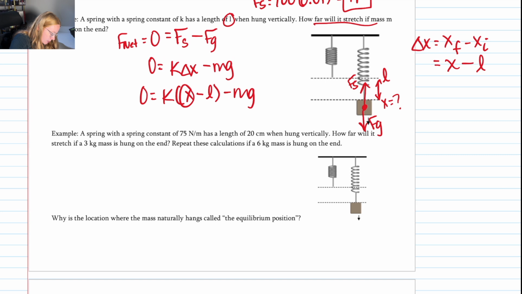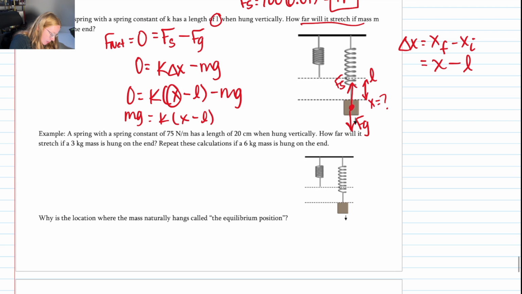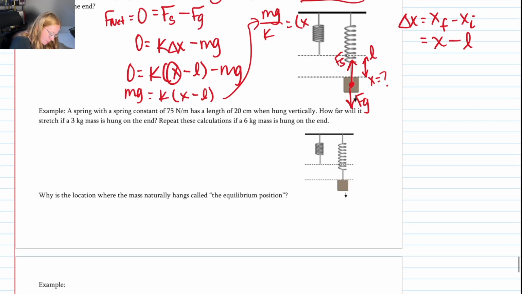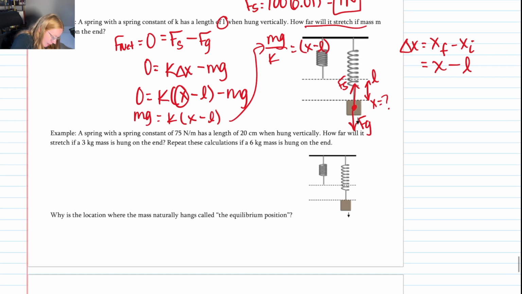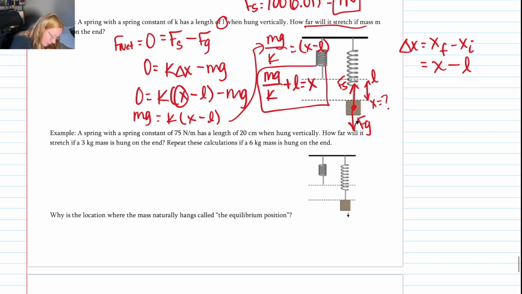First thing I need to do is move mg to the other side, and then work your way inward. So let's go ahead and get rid of that k. K is being multiplied by x minus L, so the next step would be to take mg and divide it by k. And then if I want x by itself, the last thing to do would be to add L to the other side. And that should be my final answer.